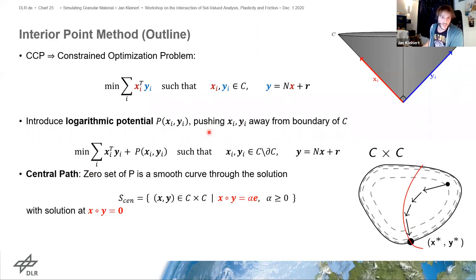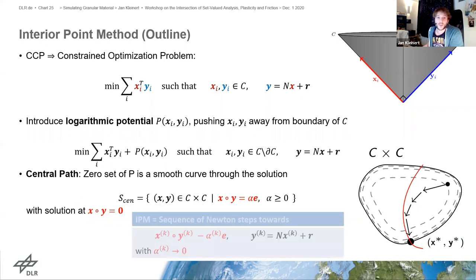And we can actually choose the potential in such a way that its zero set is a smooth curve that intersects the exact solution. This zero set is called the central path, and we have a parametrization for it. So the central path is the set of all x and y such that the Jordan product of x and y is a positive multiple of the unit vector. And we know that the solution is at the point where the Jordan product of x and y is equal to zero. So the idea of the interior point method is we'll use a sequence of Newton steps towards zero of this function.